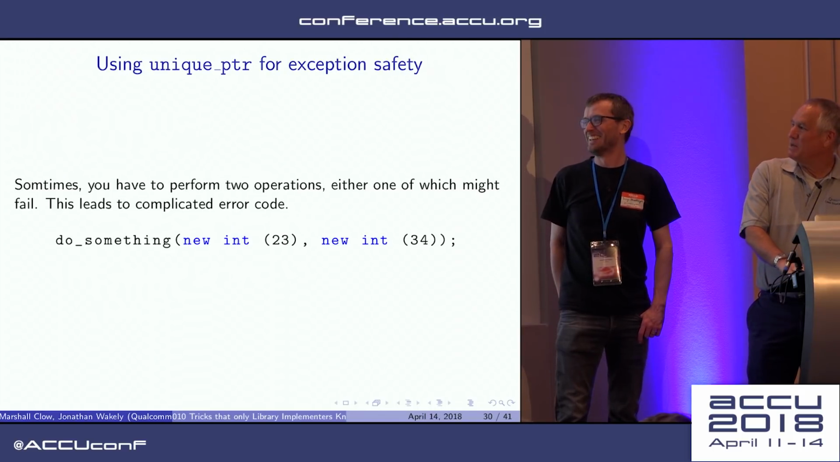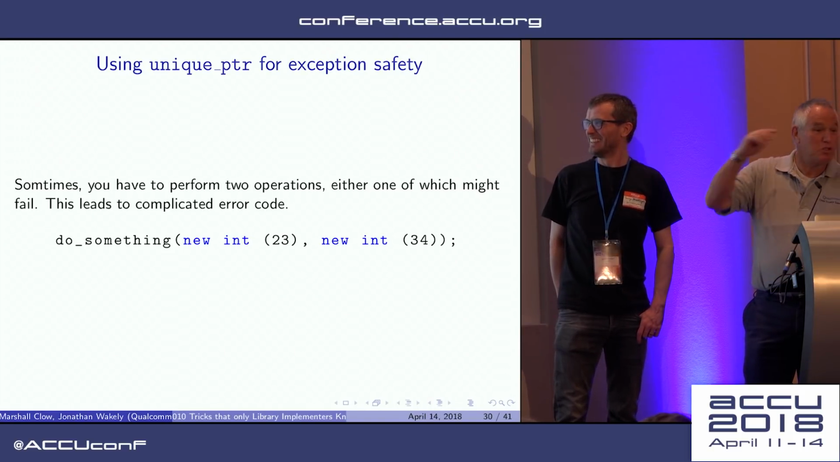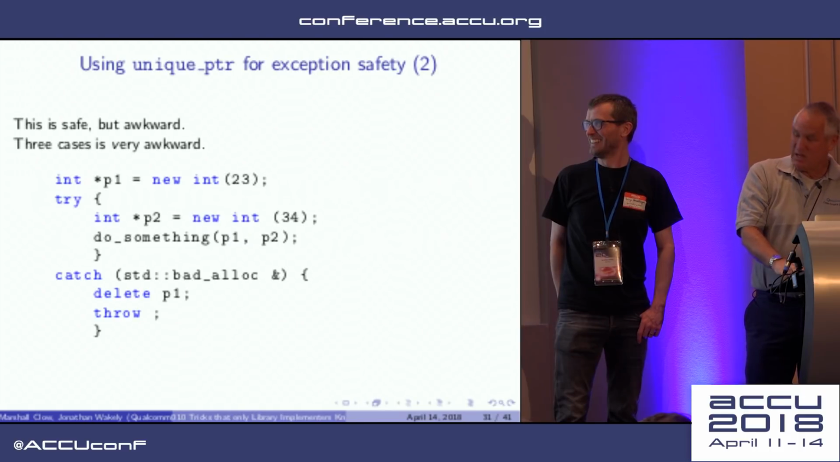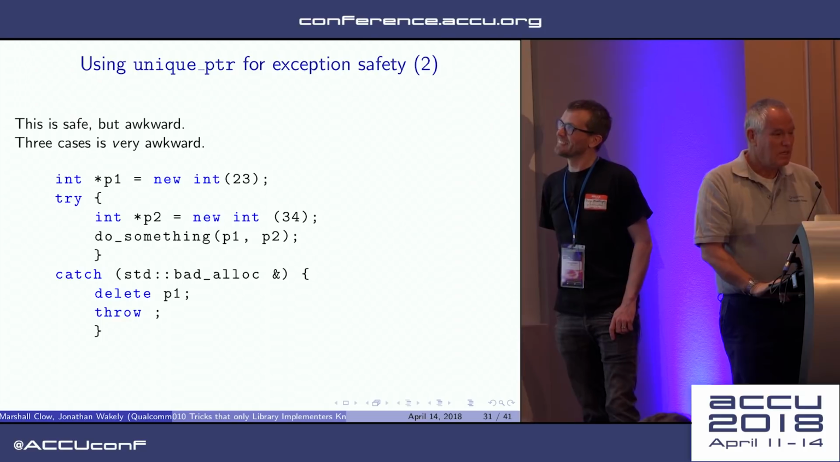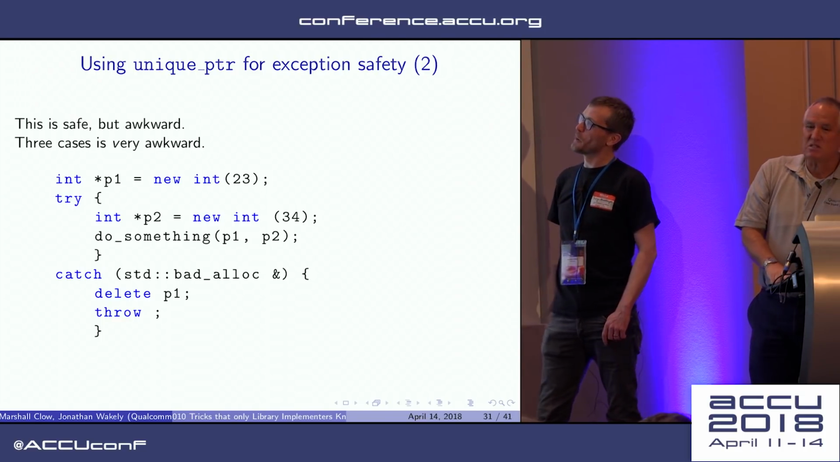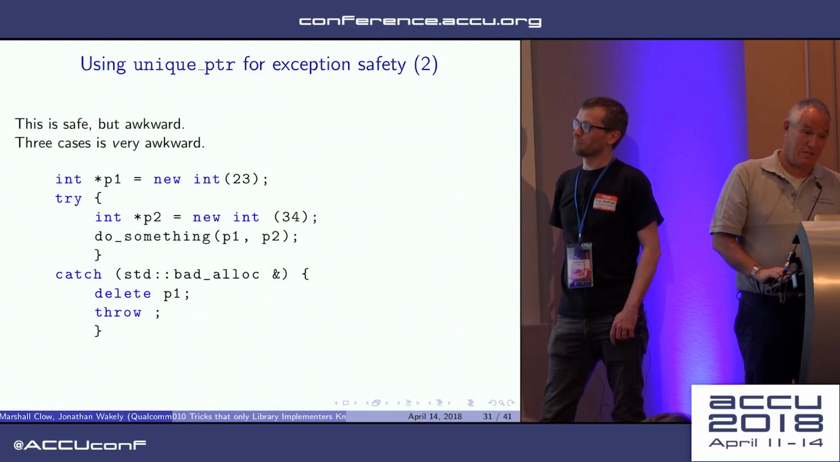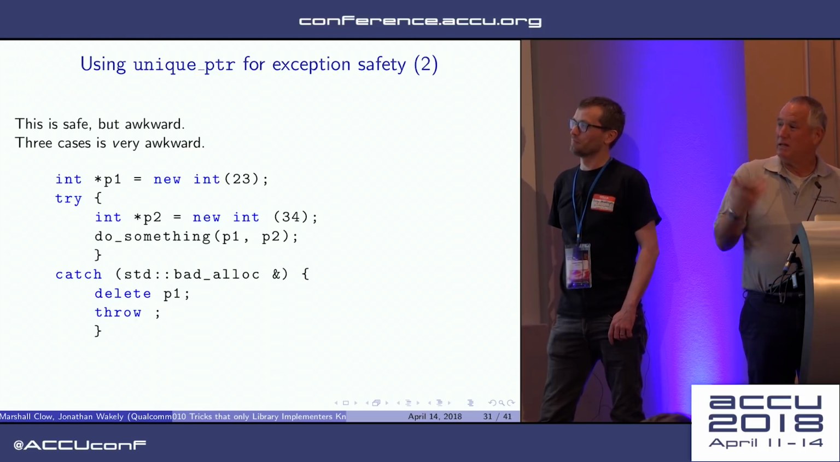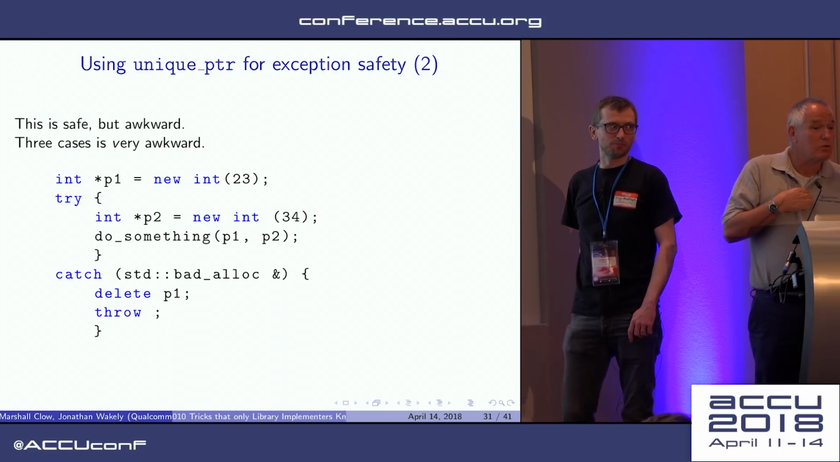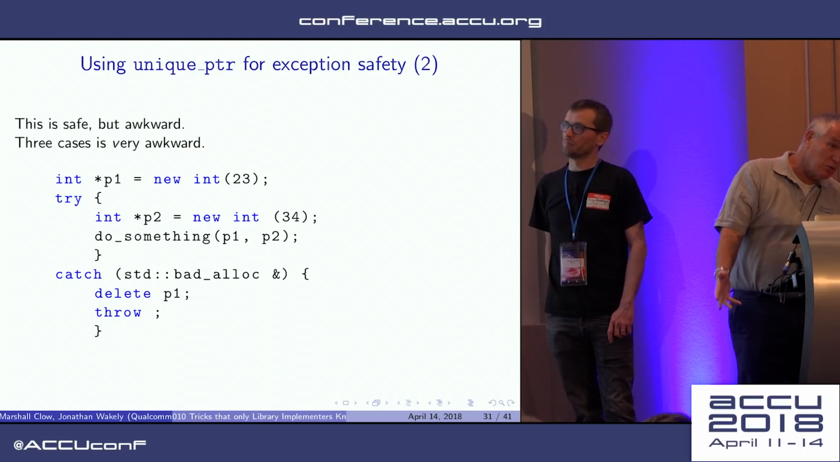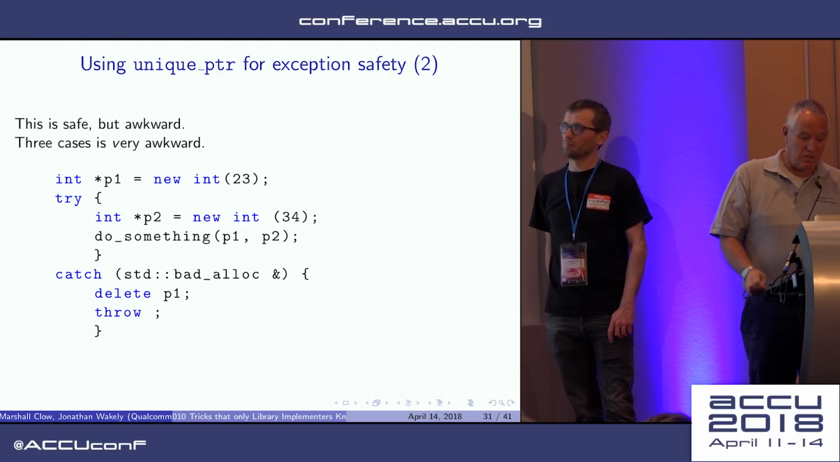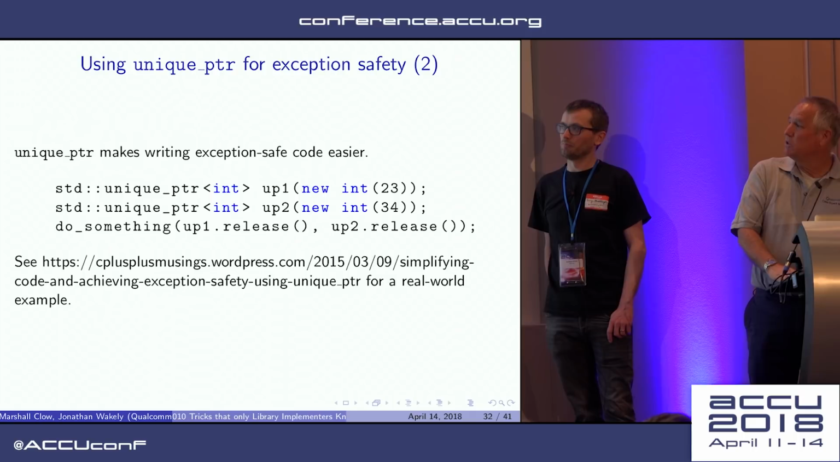But occasionally you do see code like this in the wild, and you try to clean it up, and no, this is not how you want to do it. So the good news is that unique pointer helps you a lot with this. The other thing is that it might not just be memory. It might be some other resource, a file handle or something like that, that you have to allocate and then do something else which might fail, and you want to make sure you don't leak that. But unique pointer makes this really, really easy.